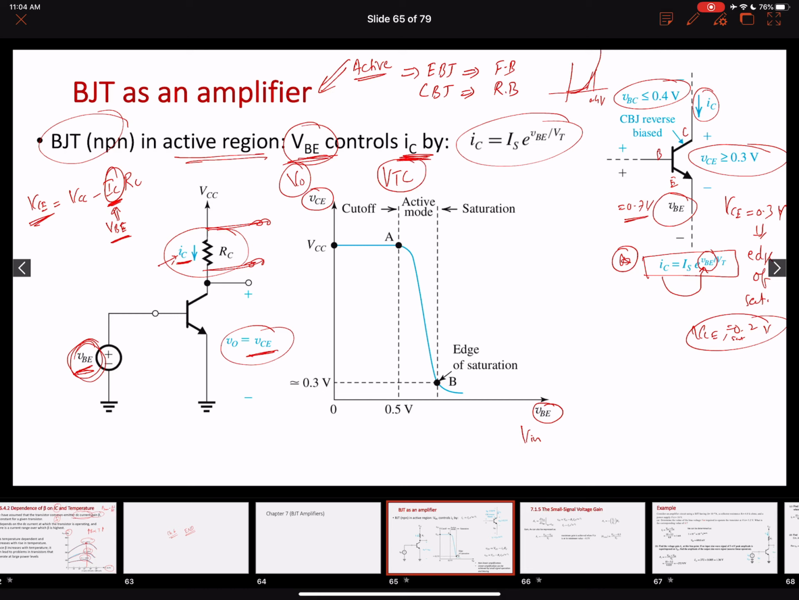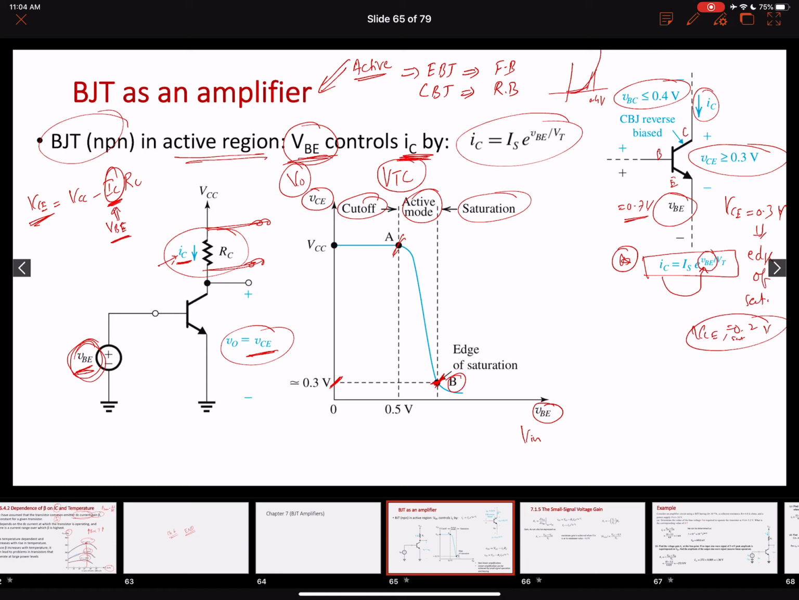Now let's look more closely at this voltage transfer characteristics. This characteristics curve has three regions: a cutoff region, an active region, and a saturation region. We want to make sure that we operate this BJT amplifier in the active mode, in between this line segment A and B. Another important thing: our point B is the edge of saturation.